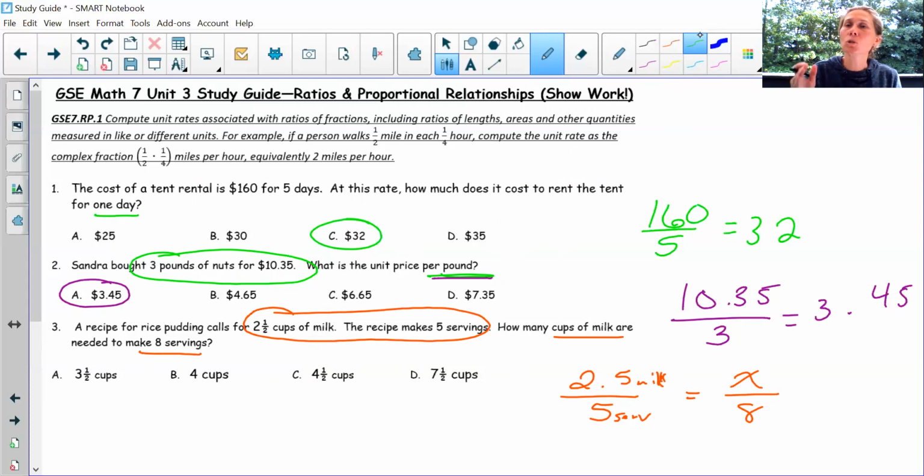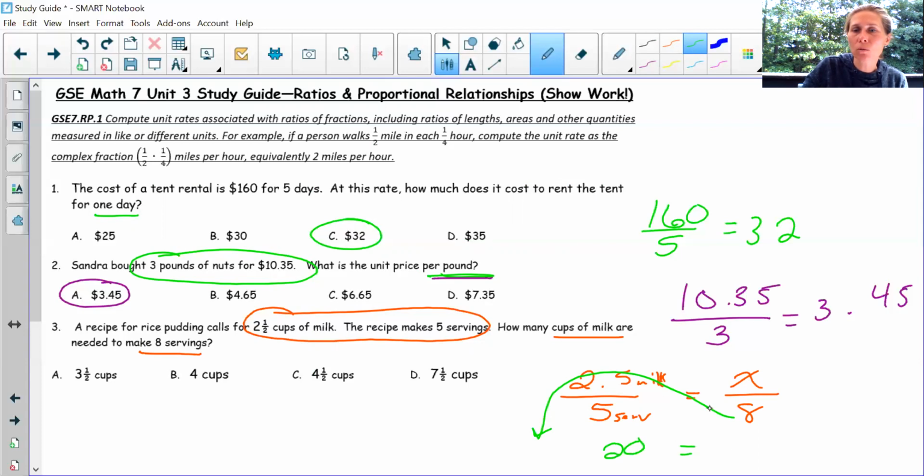We're going to multiply the 2 diagonal numbers that I have, 8 and 2.5. So I want you to multiply them. We're going to find the product of 8 and 2.5. So 8 times 2.5 gives me 20.